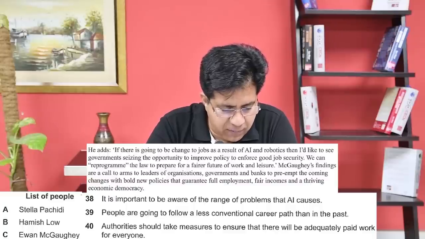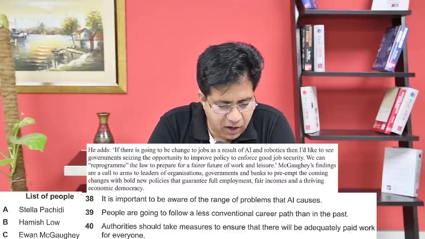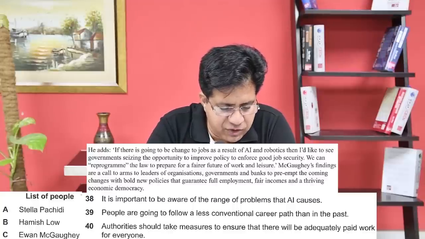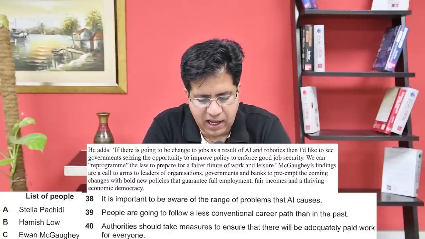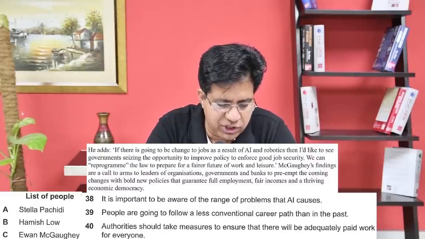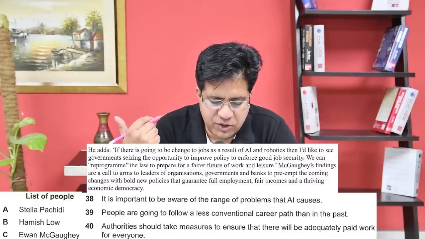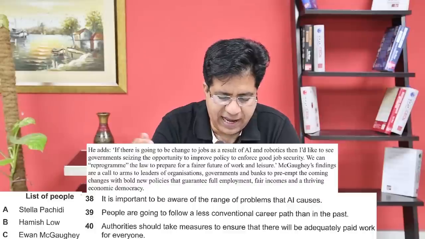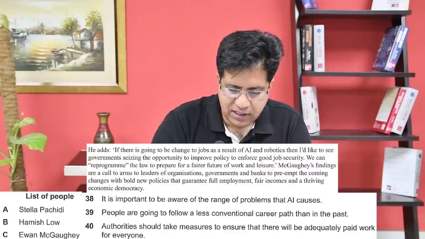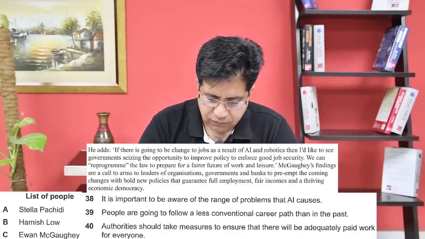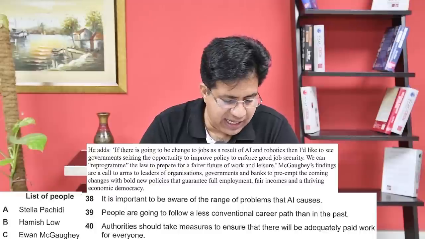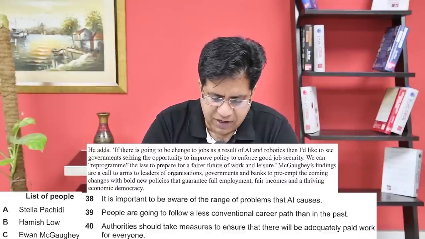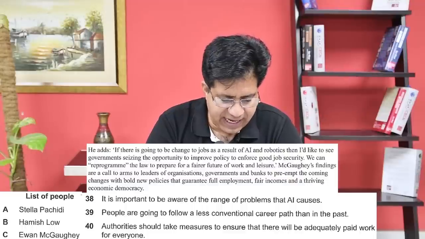Do we have any option with inverted commas here? Evan McGaughey, Cambridge researcher. No, there isn't anything. Please come to the third last paragraph. His recently published research answers the question of whether automation, AI, and robotics will mean a jobless future. By looking at the causes of unemployment, history is clear that change can mean redundancies, but social policies can tackle this through retraining and redeployment. Go back, see if you find anything related to that. 40. Authorities, yes, absolutely, that's right. Authorities should take measures to ensure that there will be adequately paid work for everyone. So that is what he said, but social policies can tackle.